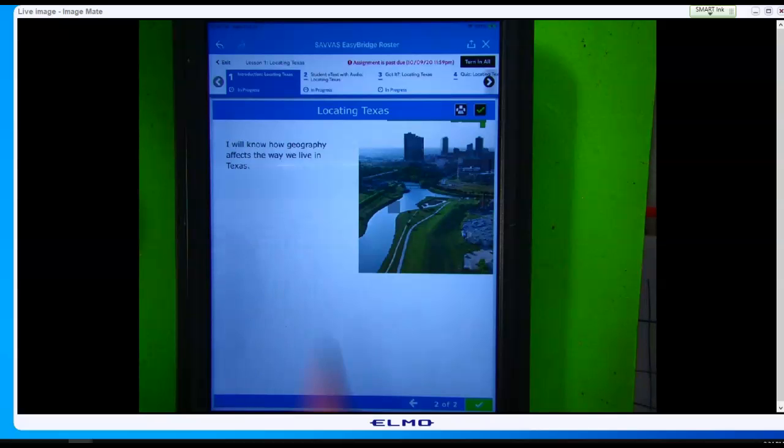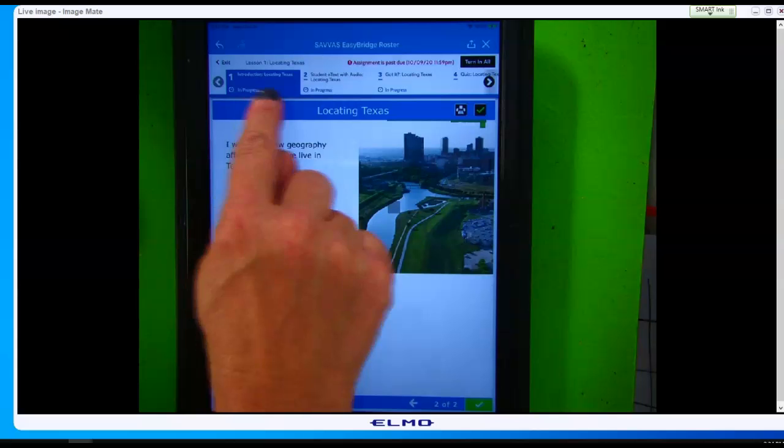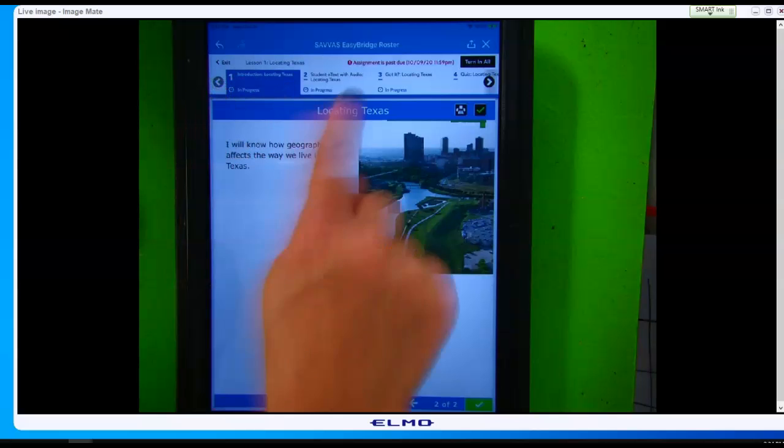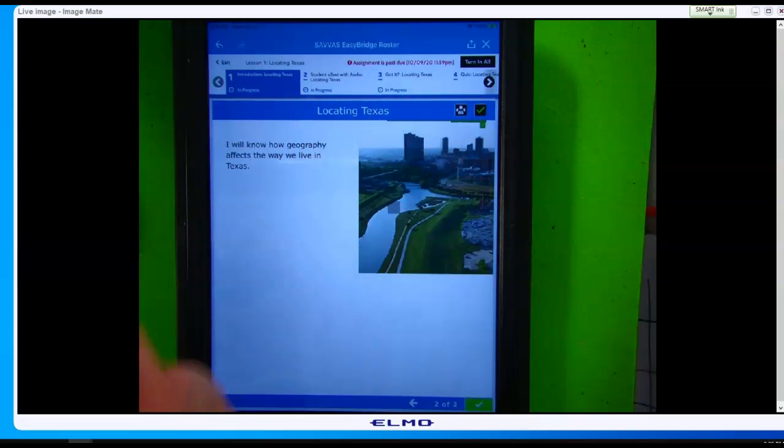Oh, look at this. So if I look up here at the top, step 1 says the introduction to locating Texas. And then it says student e-text with audio, locating Texas. Then it says the Got It, and the 4 is the quiz. Now, what I am going to do at this point is I'm actually going to go into my end of the textbook, get into the textbook so we can do the audio together. Yes, Jordan?